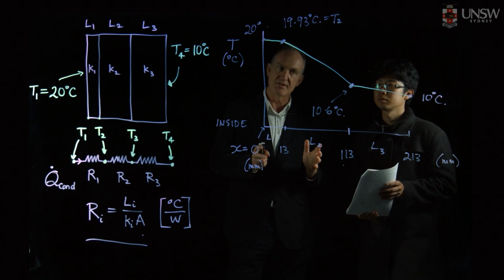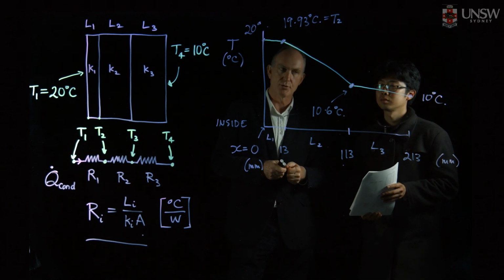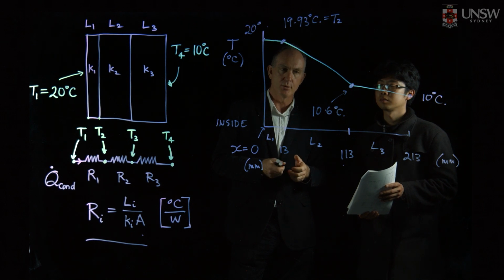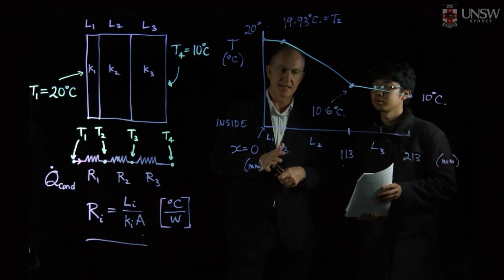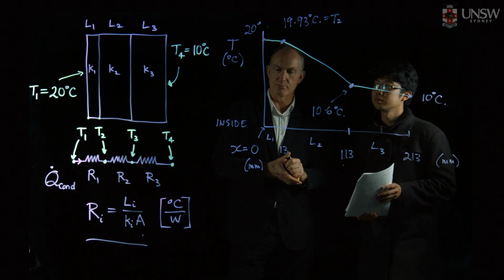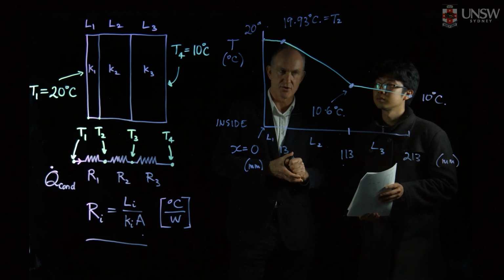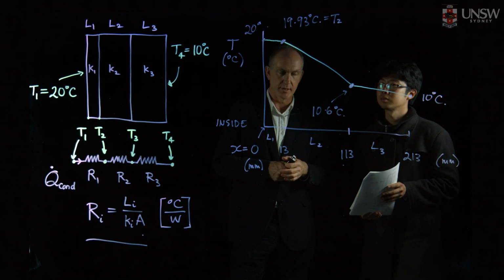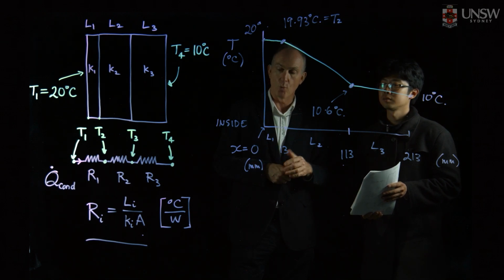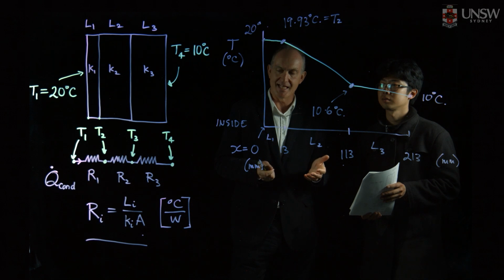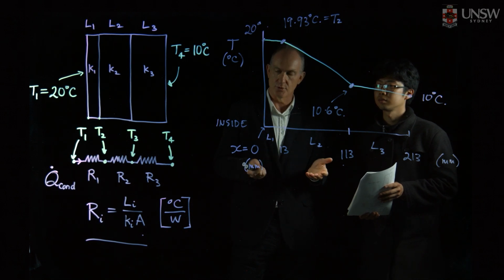The 100 millimeters of brick, not much of a temperature drop across that, only 0.6 of a degree from T3 to T4, which indicates that brick, 100 millimeters of brick, really doesn't offer us much thermal resistance between inside and outside, and so won't help keep the heat in the building, which is what you want to do in winter.